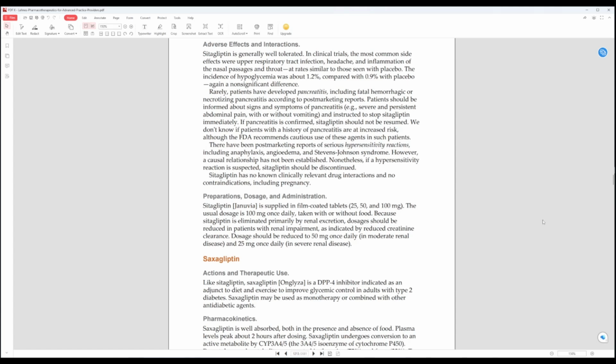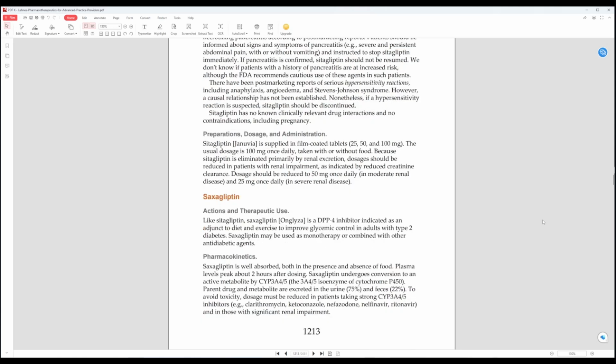Patients should be informed about the signs and symptoms of pancreatitis, severe and persistent abdominal pain with or without vomiting, and instructed to stop sitagliptin immediately. If pancreatitis is confirmed, sitagliptin should not be resumed. We don't know if patients with a history of pancreatitis are at risk, although the FDA recommends cautious use if these agents are given to such a patient.